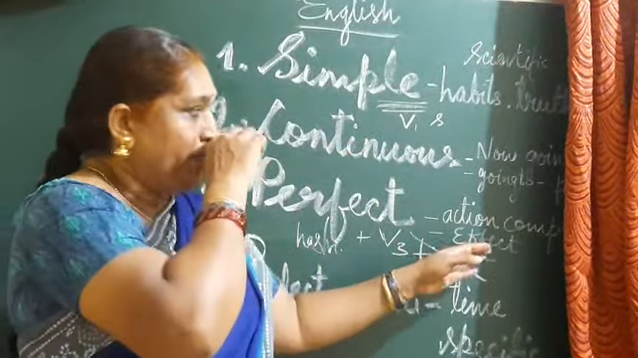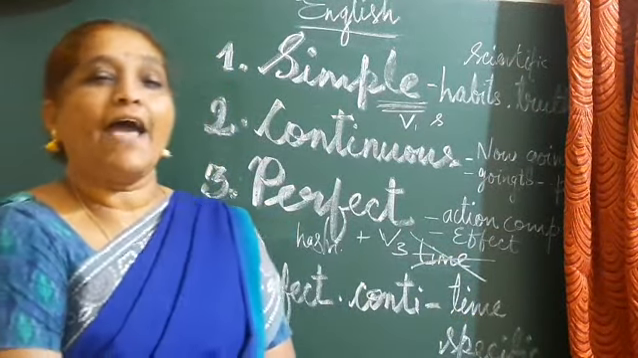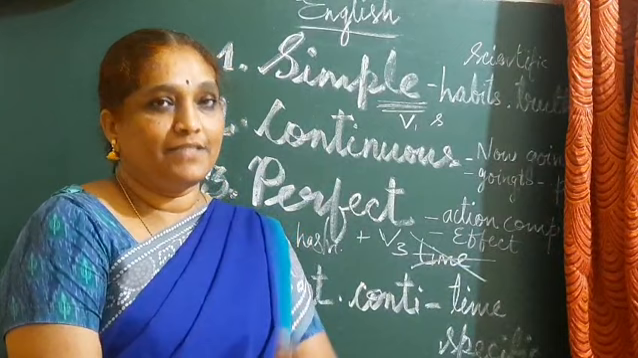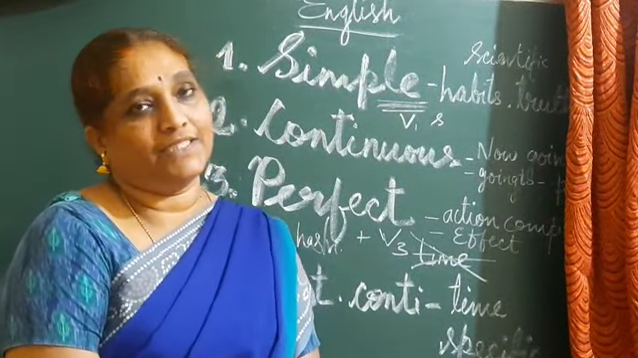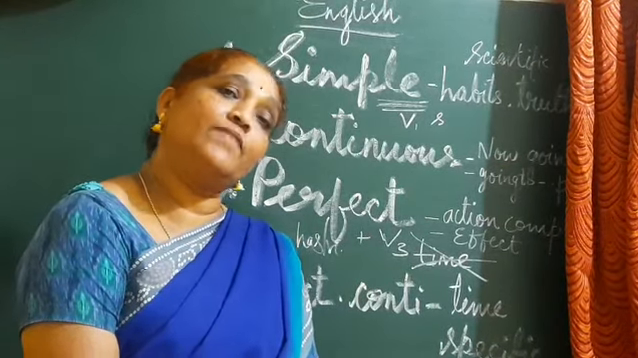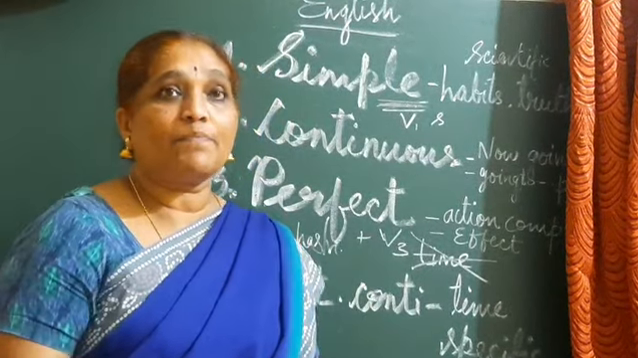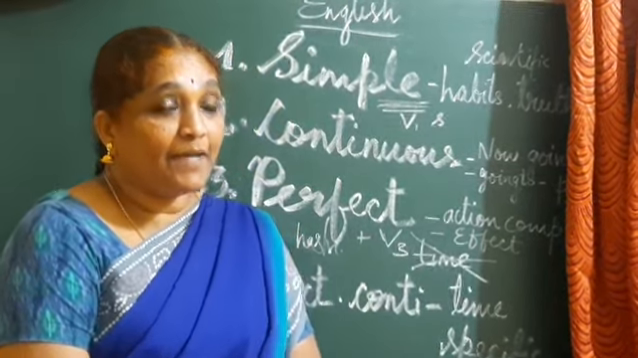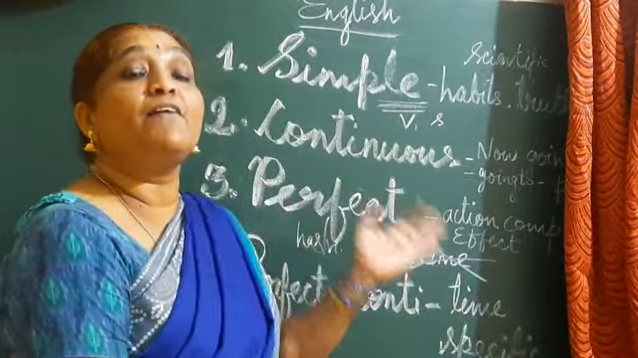I have completed the homework, or I have done the homework. Do, did, done: the third form of the verb. I have done the homework. See the sentence, just observe carefully. I have done the homework. The action is already over. Homework is completed. But still we keep this kind of sentence under the heading present perfect tense.